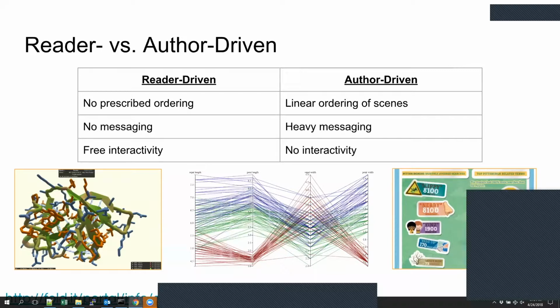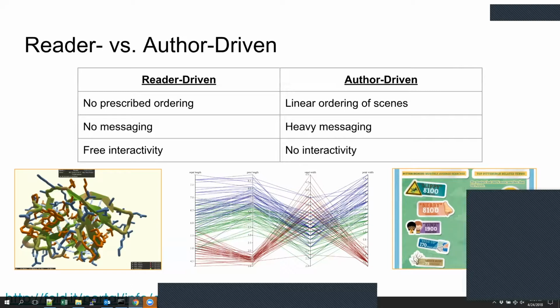On the right-hand side, I have something that's more akin to an infographic. An infographic is very author-driven. You have a way of setting up the messaging. You're saying, here's the information and how you would like somebody to follow through this type of information as well.